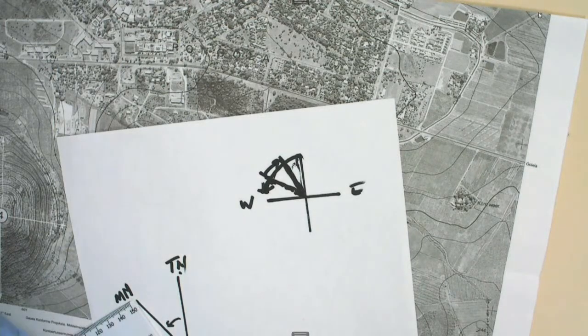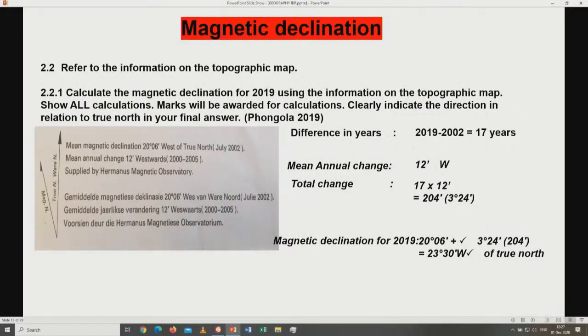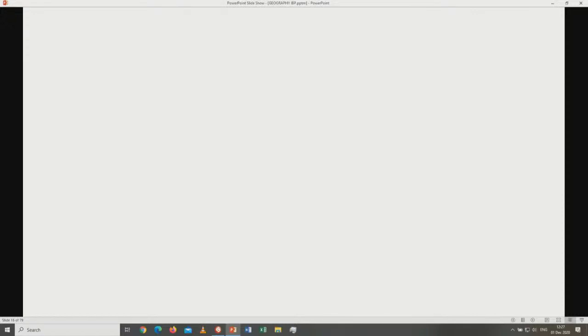Now let's go back to our presentation. You can see here that we have added because the change was westward. So we took our magnetic declination of 20 degrees 6 minutes plus 3 degrees 24 minutes that we got when we were calculating the total change. And then Grade 12, from there, you must always write that it is going west of true north. If it's going west of true north, your answer must always have that west of true north. All right.